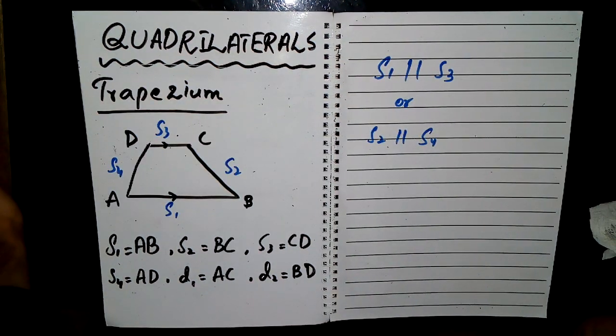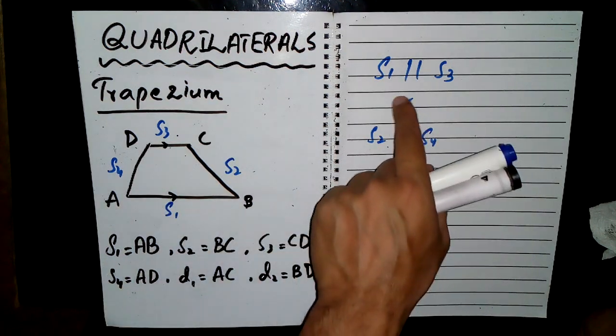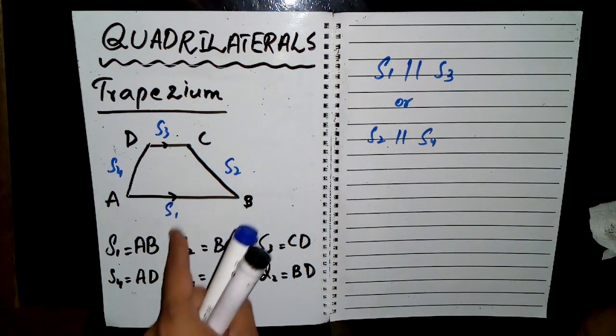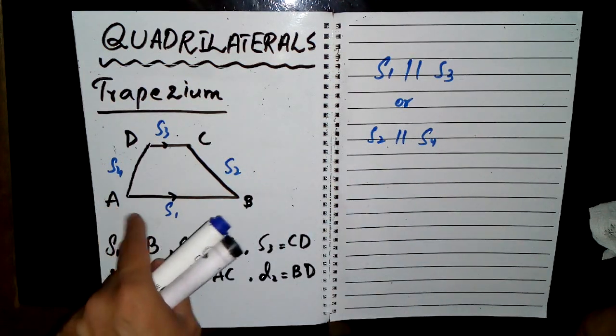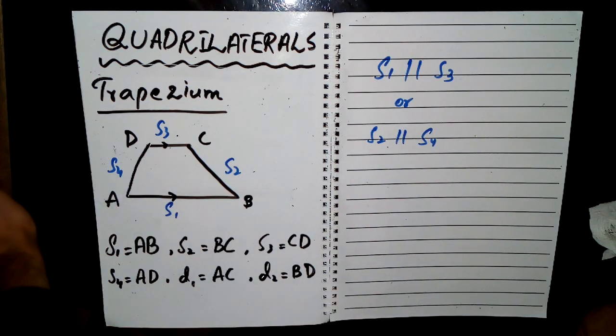Trapezium is basically a four-sided figure. It is special because any two opposite sides are parallel. For suppose in this diagram S1 and S3 are parallel, but if S2 and S4 are parallel, it will also be known as trapezium. So trapezium has only a single special property, that is, any two opposite sides are parallel. But in other quadrilaterals like a square, rhombus, parallelogram and rectangle, the opposite sides are always parallel.